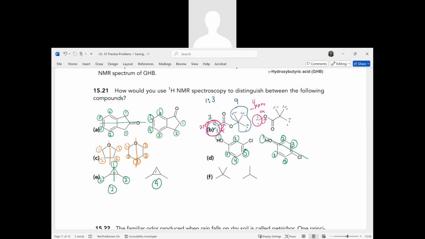Last but not least, the first compound will only have 1 signal here. All of these methyl protons are equivalent. 1, 2, 3, 1, 2, 3. So all 12 of these produce that 1 signal. And then we have a second signal produced over here. So these 3 methyl protons would produce the first signal, and then this proton here would be the second signal. So again, with compound F, we can compare: we have 1 signal versus 2 signals.